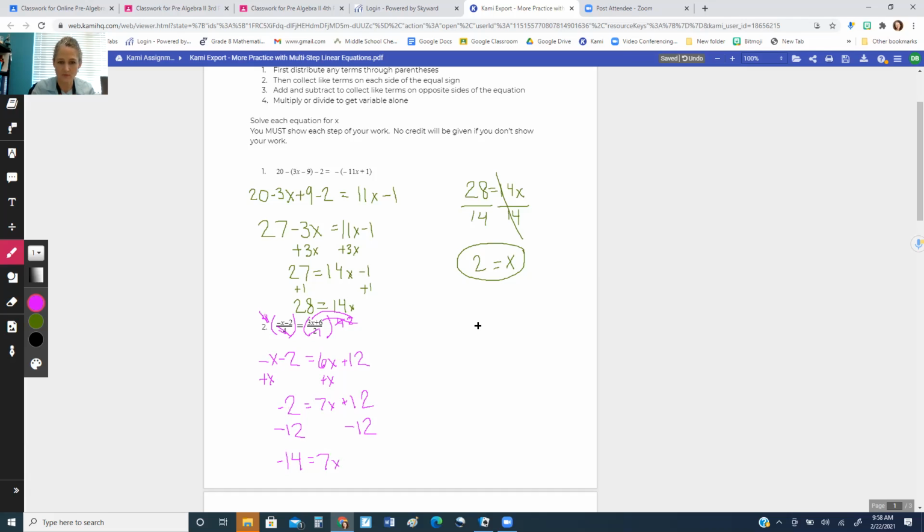Once again, I'm out of room. So I'm going to come over here. Negative 14 equals 7x. I've got a 7 multiplied by the x. The opposite of multiplication is division. So if I want to get rid of a 7 that's multiplied by the x, I have got to divide it away. So negative 14 divided by 7 is negative 2. Because 14 divided by 7 is 2, and I've got a negative divided by a positive, which is a negative, and then these 7s just go away, and I'm left with x. So x is negative 2.